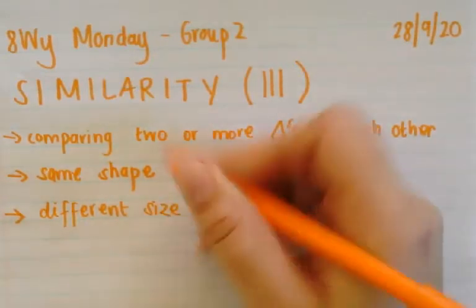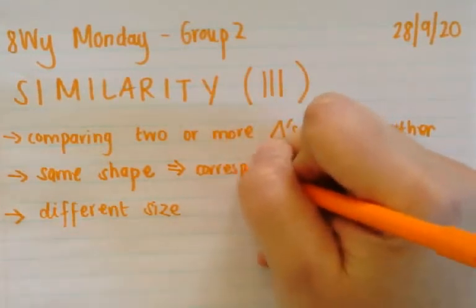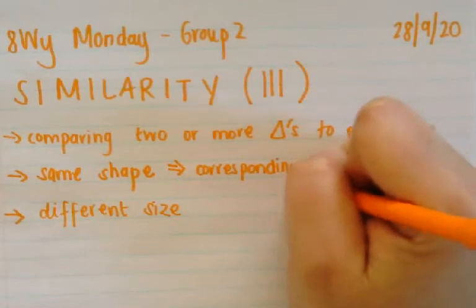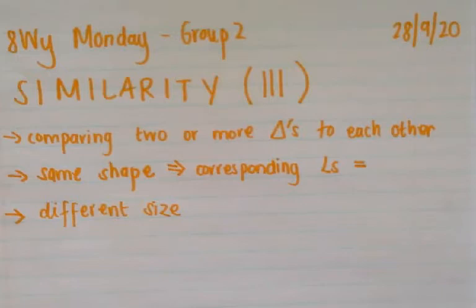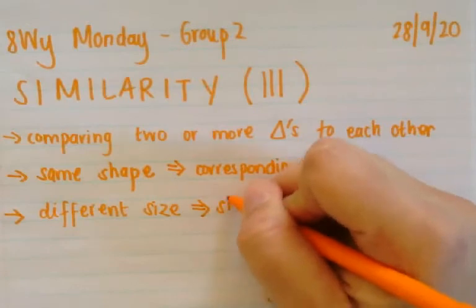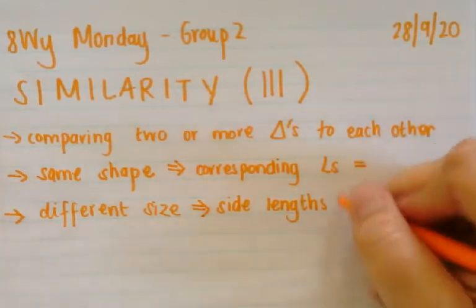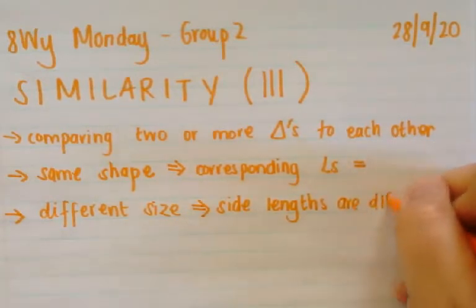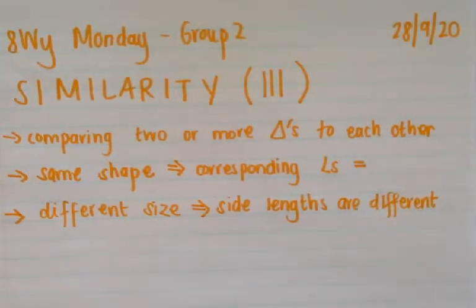So in order for them to be the same shape, we need to have corresponding angles that are equal in size. For it to be a different size, it means that they have different side lengths. But there's a very important but. So even though the side lengths are different, the proportion is the same. And we're going to look at what proportion means in a moment.